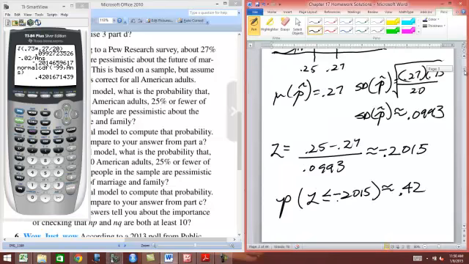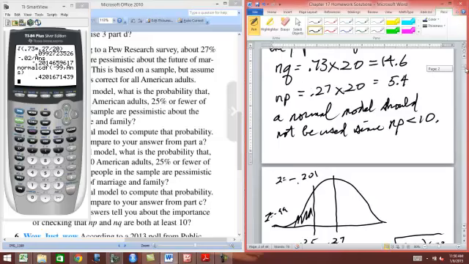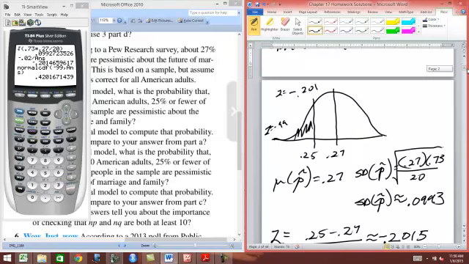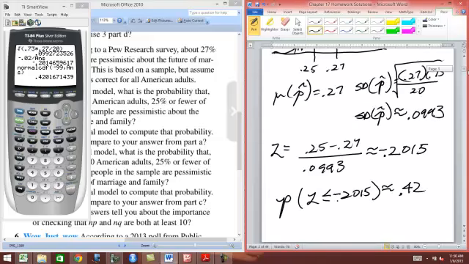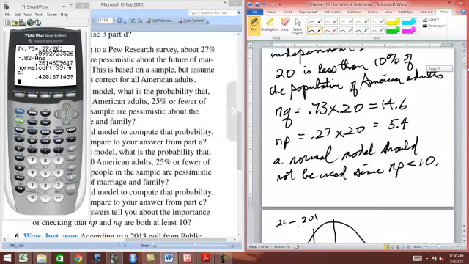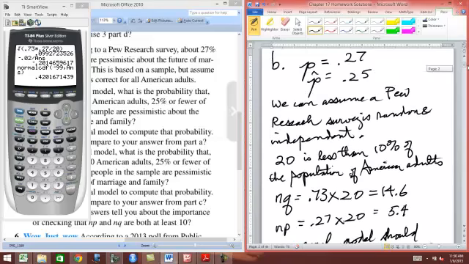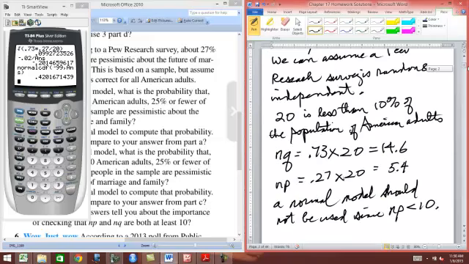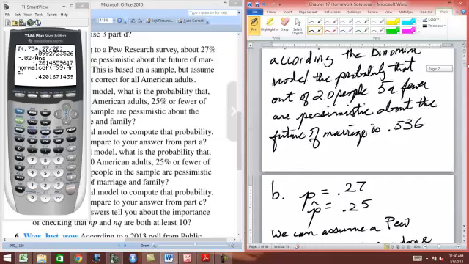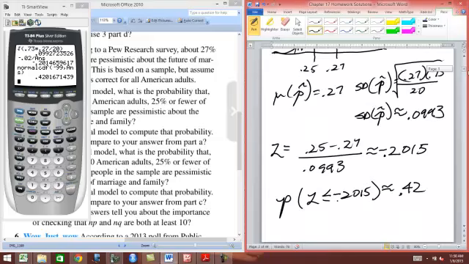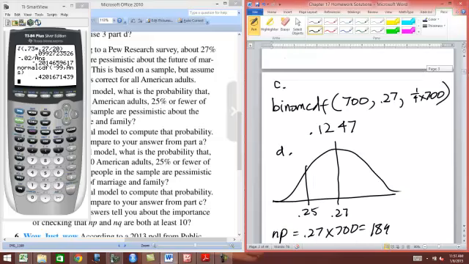Okay, and so now you can see that's quite different from the answer for B. The probability that you get 5 or fewer people who are pessimistic about the future of marriage is 0.42, whereas with the binomial model it was 0.53, almost 0.54. So there's a big difference in the two answers. And the difference is due to the fact that the normal model shouldn't be used. The sample size is too small.